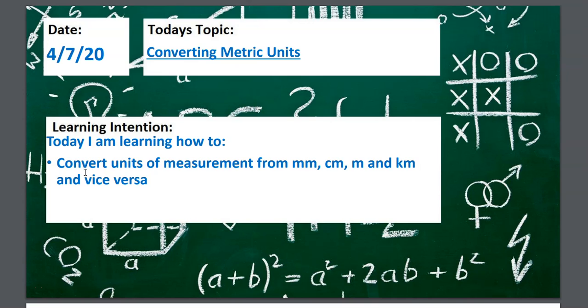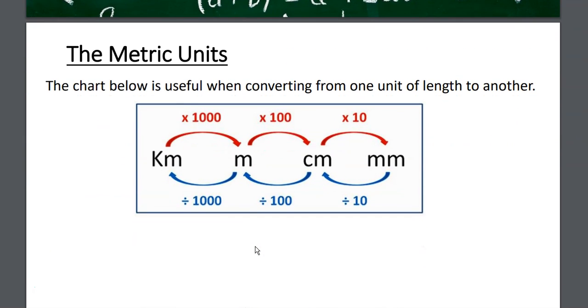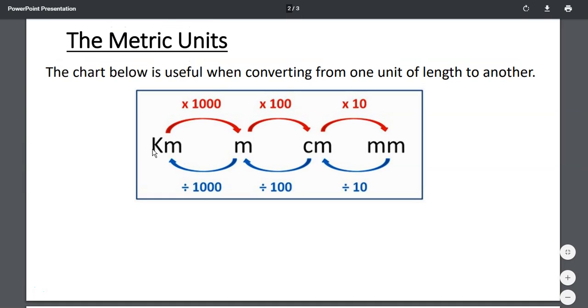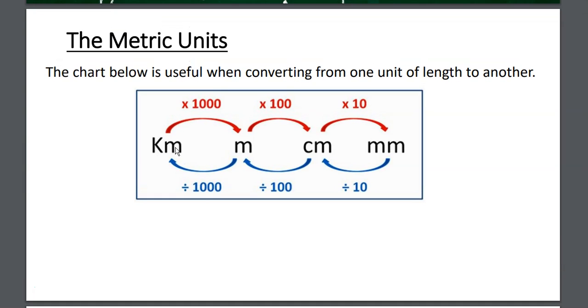So today, as our learning intention, we're learning how to convert units of measurement from millimeters, centimeters, meters, and kilometers in both directions. Okay? So just follow the cursor when I'm giving my explanations. Alright, it all comes down to this diagram here. Now, if you are converting into smaller units, you follow the red arrows. If you are converting from a smaller unit into a bigger unit, you follow the blue arrows and the instruction underneath, okay? It's as simple as that.